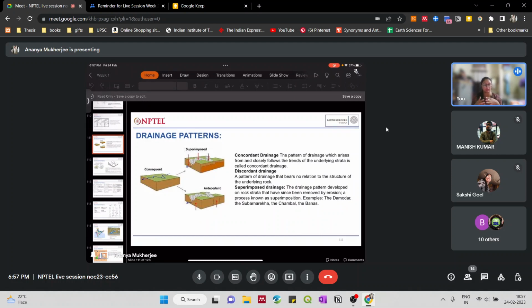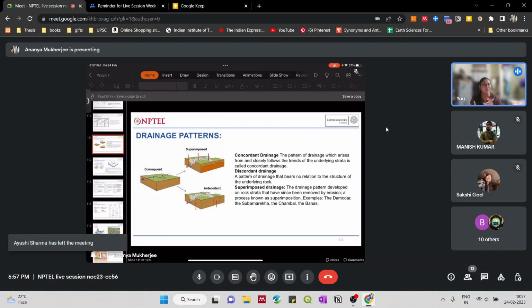Concordant can then go to discordant. In discordant there is another drainage system that is called the superimposed drainage. That means that a part of the area has been eroded away. A drainage basin is developed on rock strata that have since been removed by erosion.